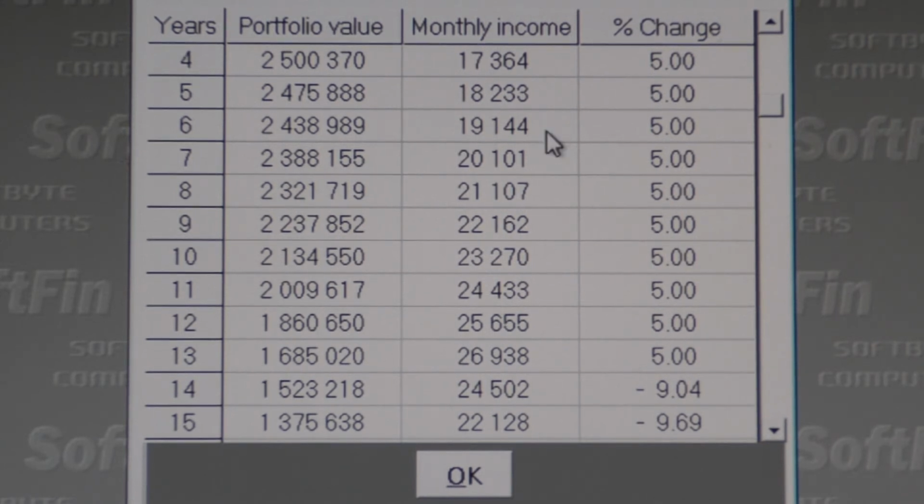I want you to note that drawing 15,000 Rand a month at 5% per annum increase, our income required in year 6 is 19,144 Rand a month. Remember the 6-year income amount of 19,144 Rand, as we will use it in our next option.